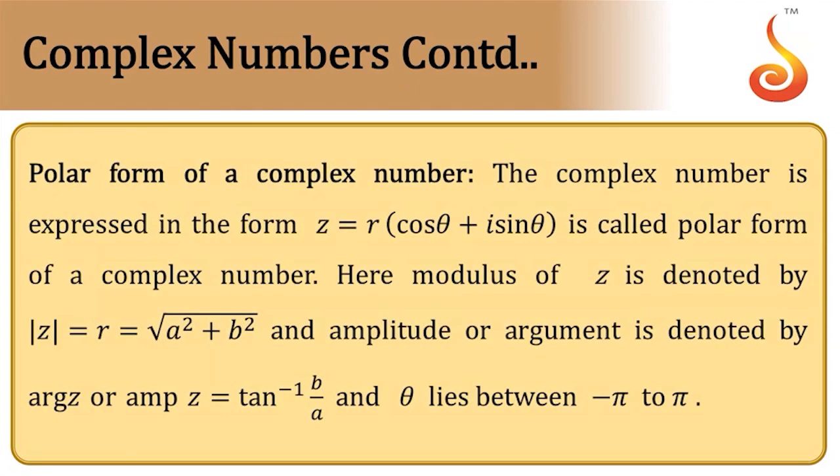So polar form, z is equal to r cos theta plus i sin theta is also called polar form. Mod z is equal to r, root a square plus b square. Amplitude, argument is denoted by tan inverse b by a. Theta lies between minus pi to plus pi.